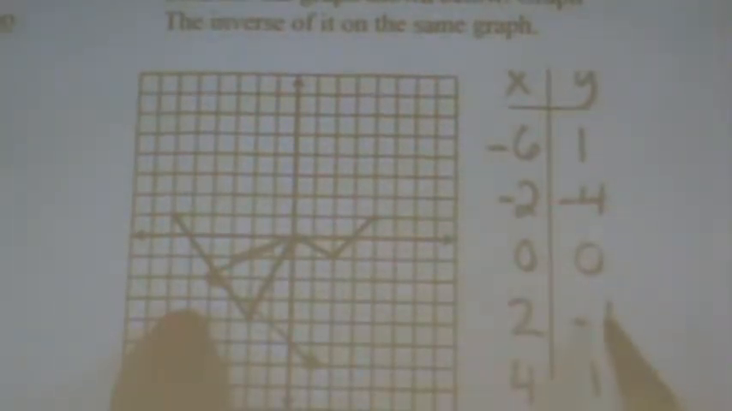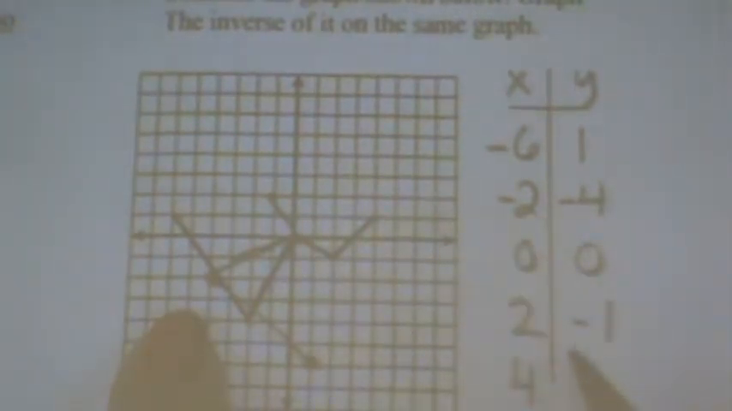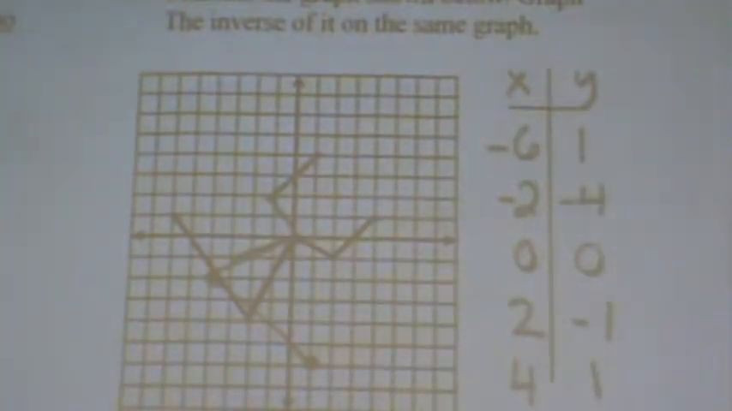-4, -2. Then 0, 0. Then -1, 2. And then 1, 4. There. Now it's better. So for inverse, you just switch x and y around.